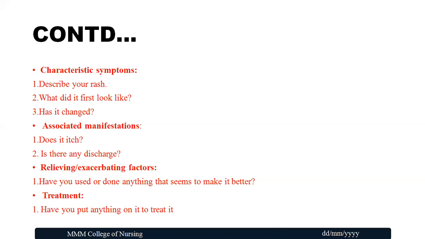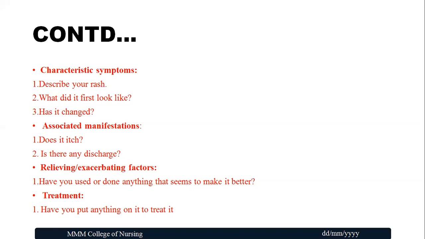Is there any discharge? And when it comes to the relieving and exacerbating factors, have you used or done anything that seems to make it better? And treatment. Have you put anything on it to treat it?